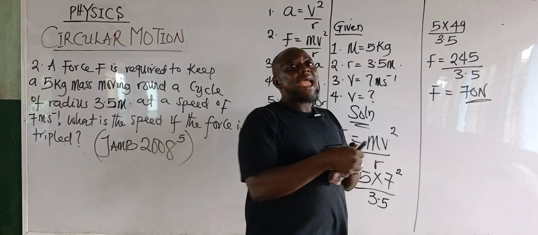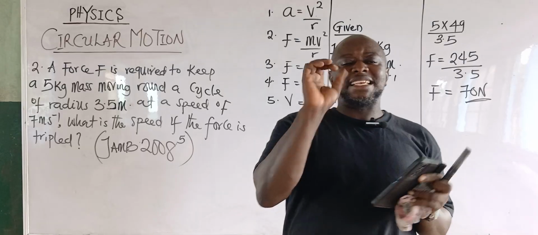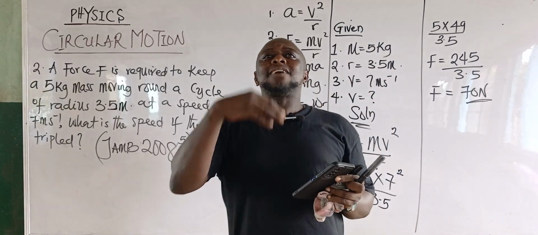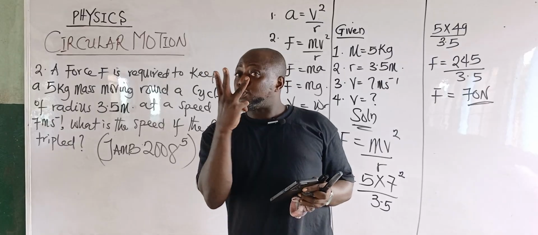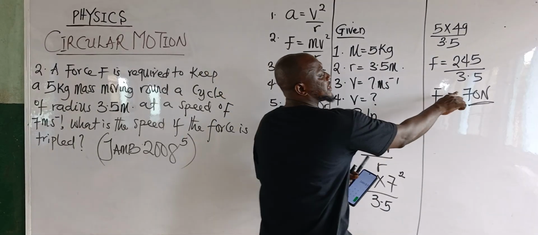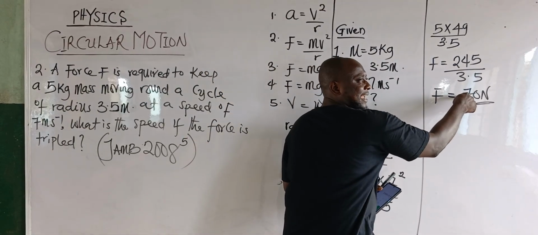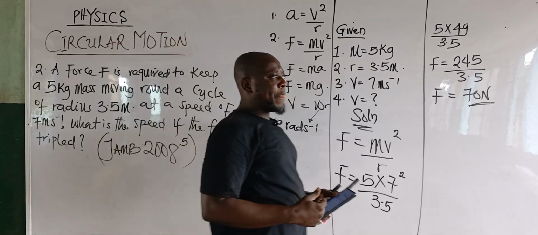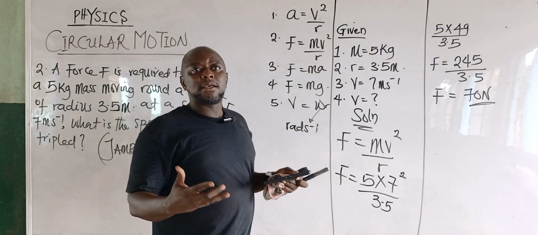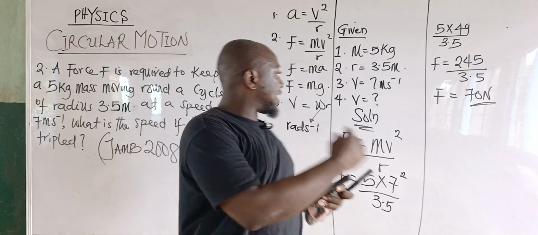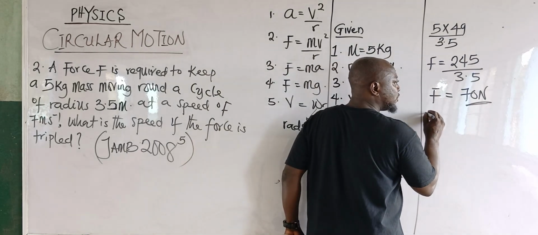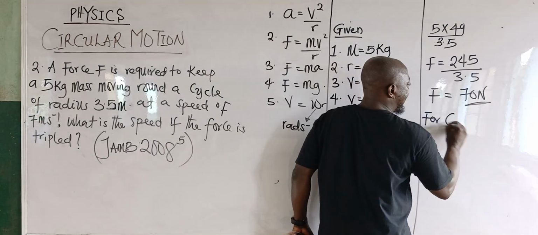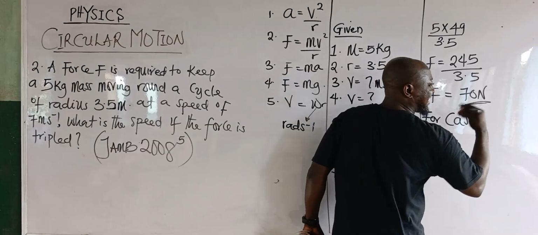Now, this is where the force is 1. But they now ask, what will be the velocity if the force is tripled? That means if you multiply this by 3, what will be the speed? Will the speed increase or decrease? That's what we want to find. So next, case 2: if the force is tripled.